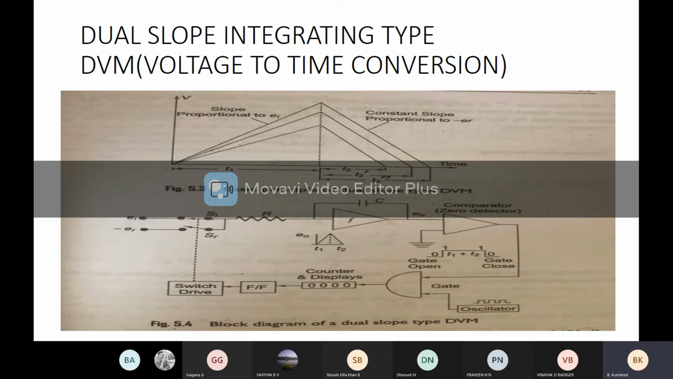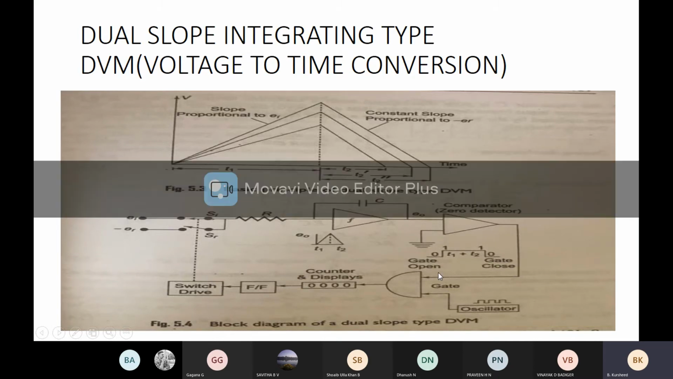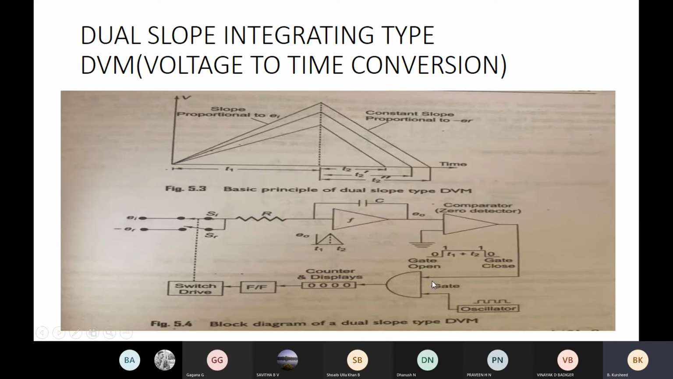The output of the integrator is given to a comparator. The output of the comparator is given to a gate. I will just explain the blocks; later we will come to the complete circuitry explanation. The comparator output is given to a gate.